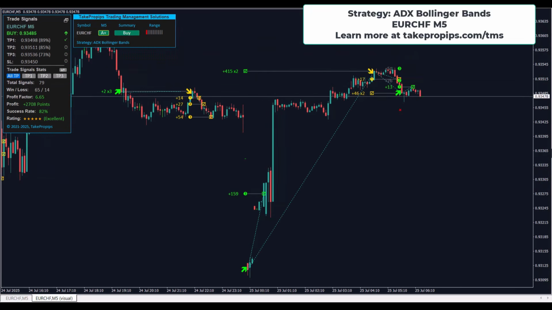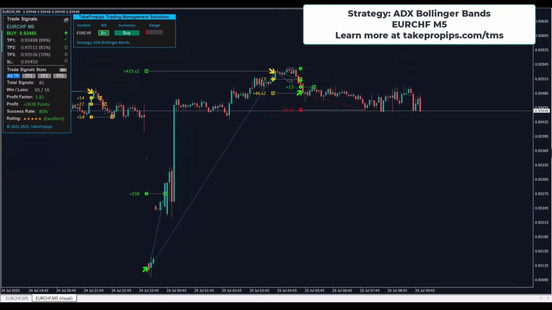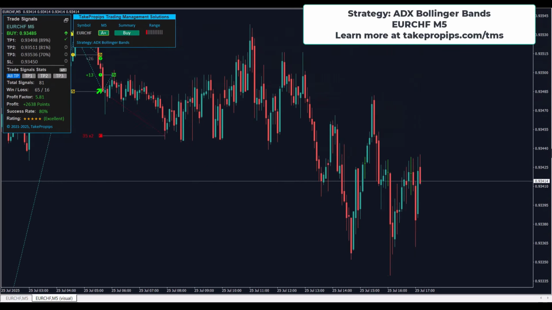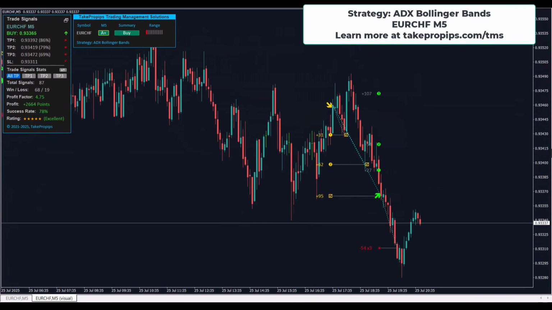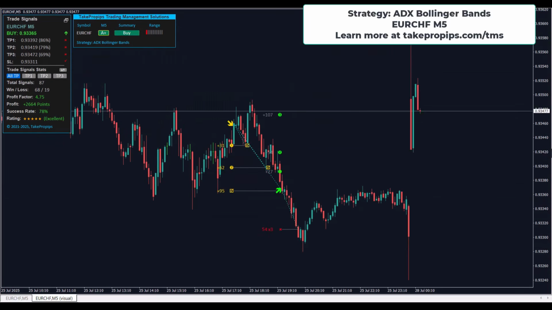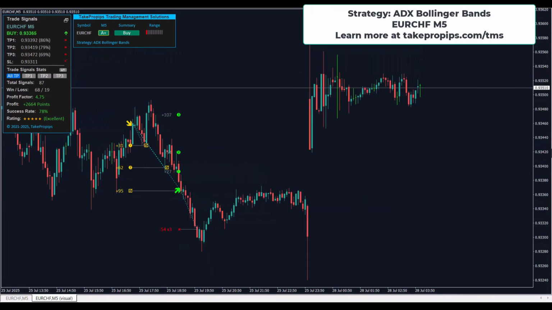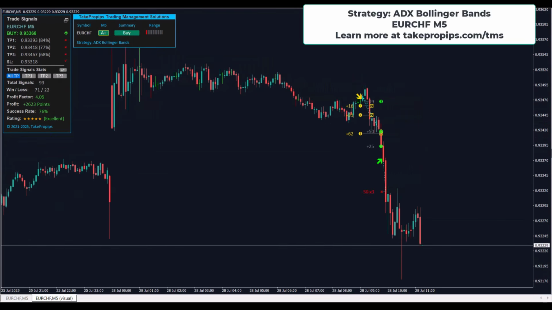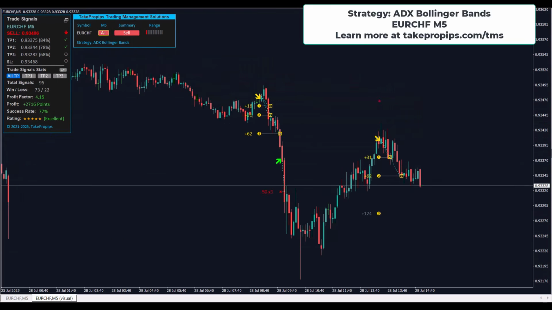Bollinger Bands, on the other hand, measure market volatility and create dynamic upper and lower price boundaries around the market. When price reaches or moves beyond these bands, it often signals that the market may be temporarily stretched or overextended. The strategy works by combining these two ideas together.